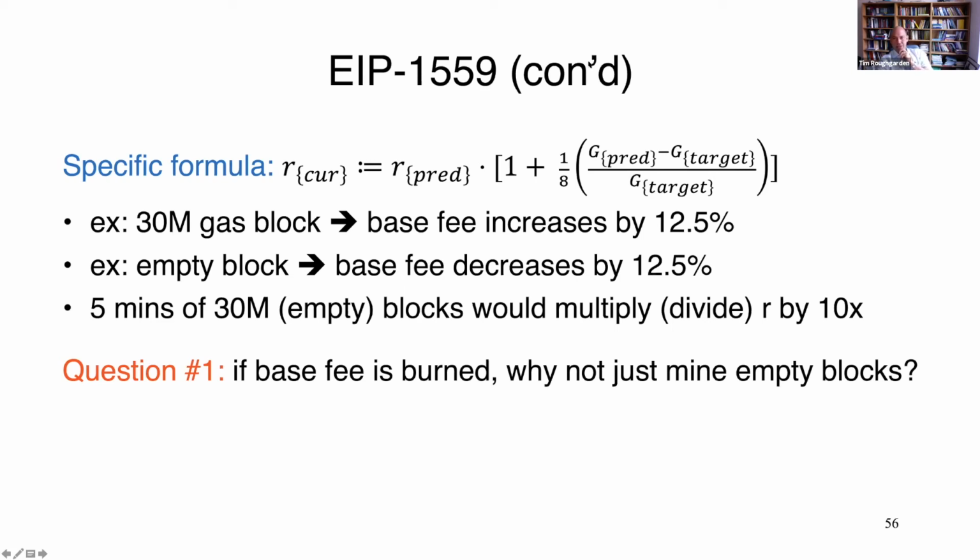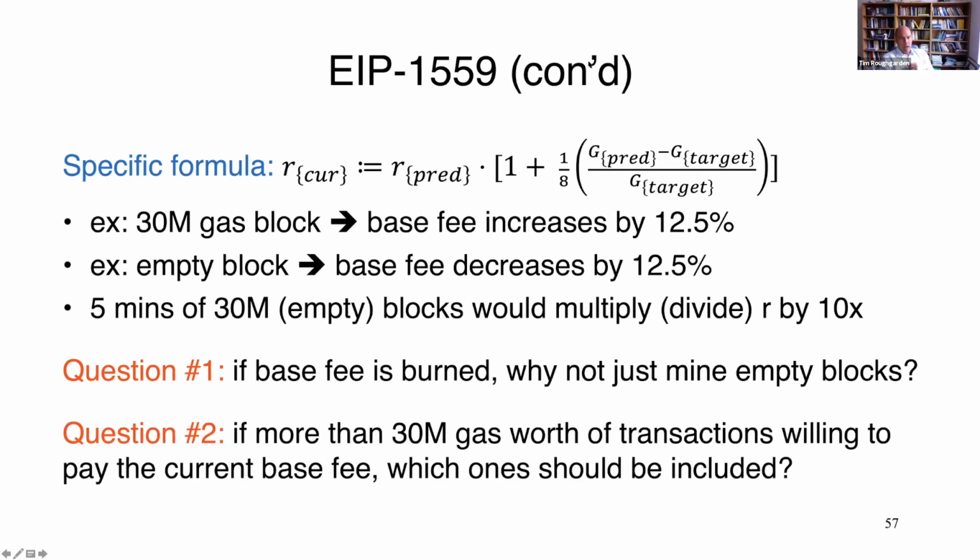Question number one is, so wait a minute, the base fee, we're not burning it, we're not giving it to the miner. Why should miners mine blocks? Well, I guess there's still the block reward of 2 ETH per block. That's still going to go to the miner post 1559. So miners actually are incentivized to mine blocks, but then you would say, well, why don't they just mine empty blocks? They have no incentive to actually include transactions because the transaction fees are being burned. So that's a very reasonable question, number one.